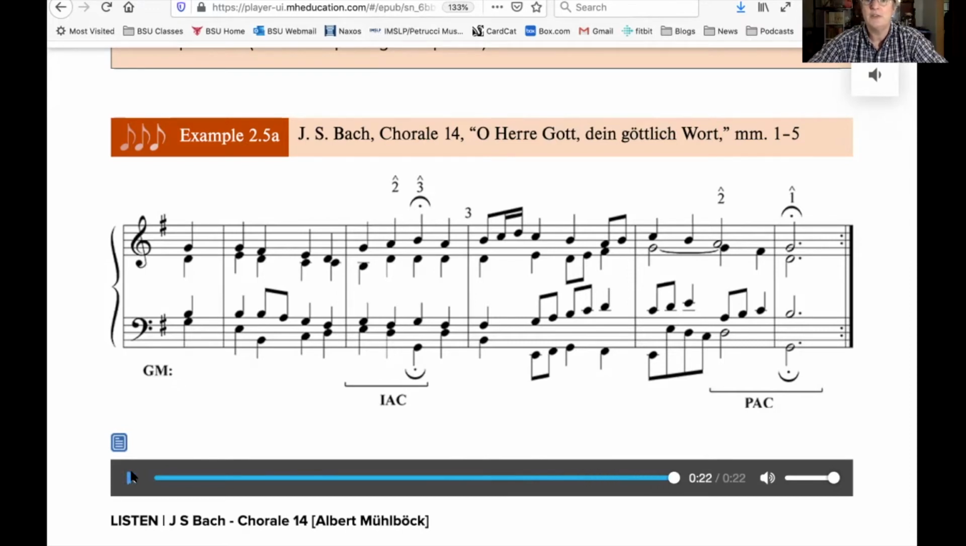You can hear that the second cadence is more conclusive. It sounds more like the real ending of the piece. The cadence in measure 2 is an arrival, but it's less conclusive.